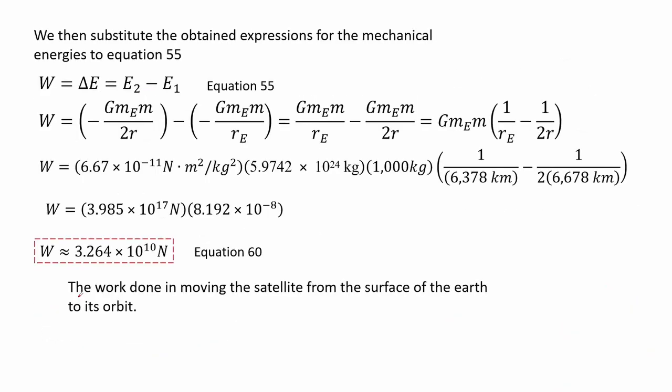We then substitute the obtained expressions for the mechanical energies into equation 55. Further simplifying the expression, we arrive at equation 60, which is the work done in putting a 1000 kilogram satellite to this orbit.